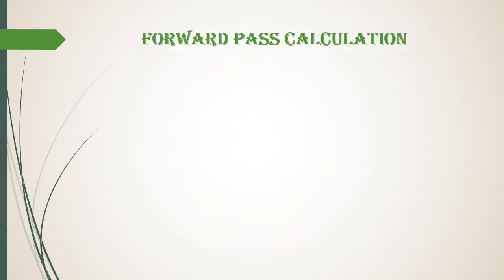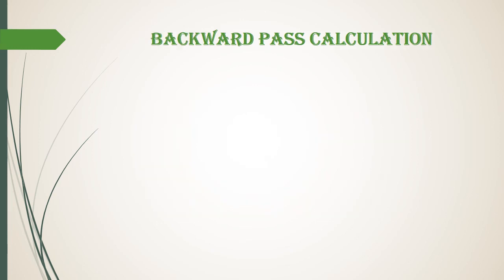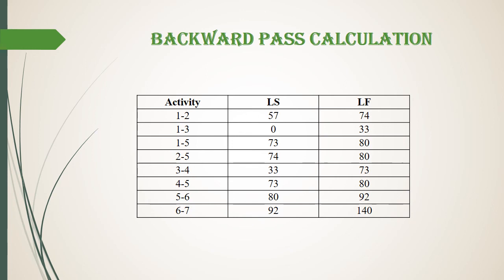Now, the forward pass calculation for this particular network is calculated as the earliest start. Forward pass calculation always includes the calculation of earliest start time and earliest finish time. The earliest start time and earliest finish time for the various activities are obtained like this. And in the next step, we have to move to the backward pass calculation. The backward pass calculation includes the computation of the latest start time and latest finish time. Here it is obtained like this.